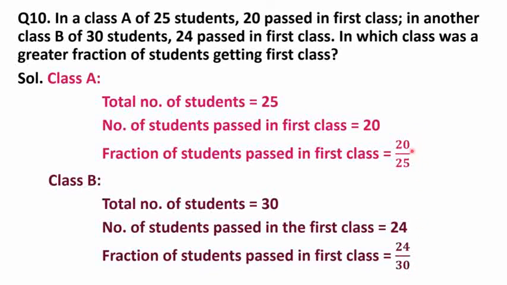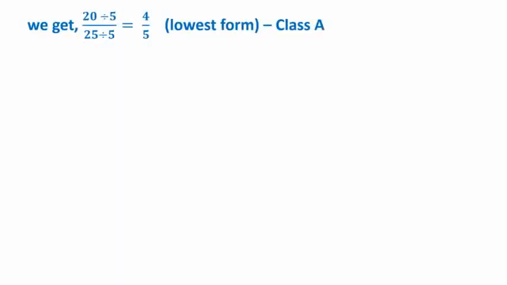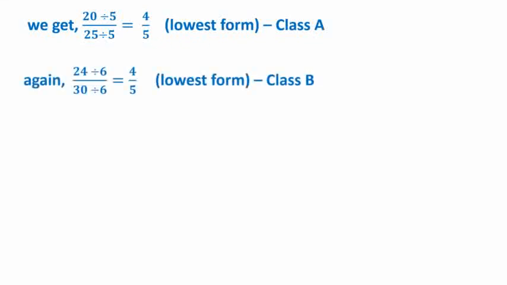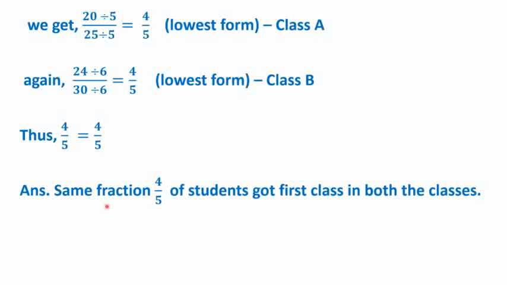So we have got two fractions, 20 by 25 and 24 by 30. Children, we can reduce 20 by 25 to its lowest form by dividing by 5, and we get 4 by 5, the fraction for class A. Again we can reduce 24 by 30 for class B, and in the lowest form we get 4 by 5. When we compare 4 by 5 and 4 by 5, both classes have the same fraction. So we write that the same fraction, 4 by 5, of students got first class in both classes.